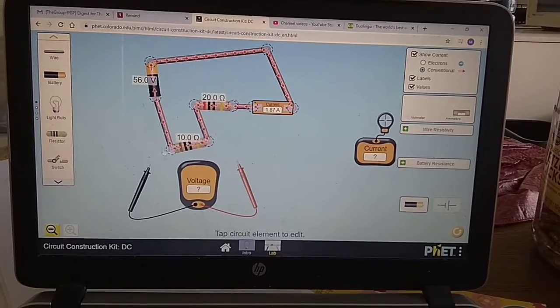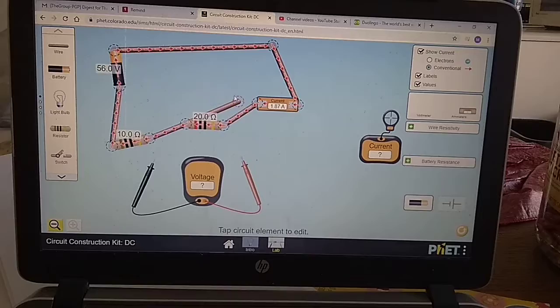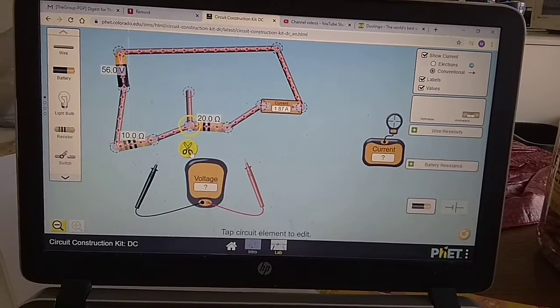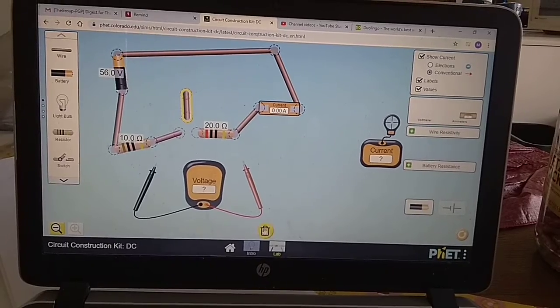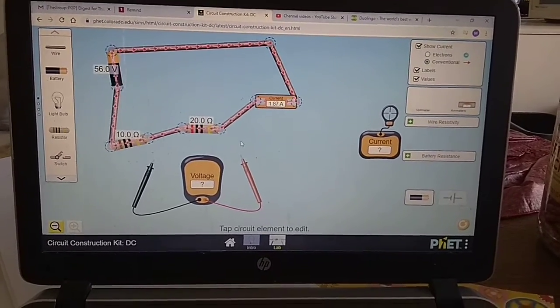Take a look at this 20 ohm resistor. I'm just going to move this around a little bit so it's easier for us to measure. What's this? We don't need this. There we go. We had an extra wire in there we don't need. Let's take a look at this.